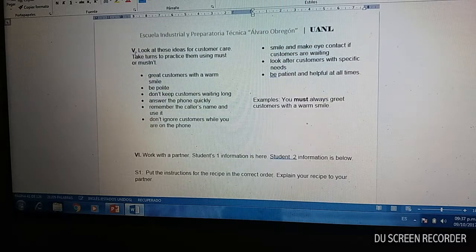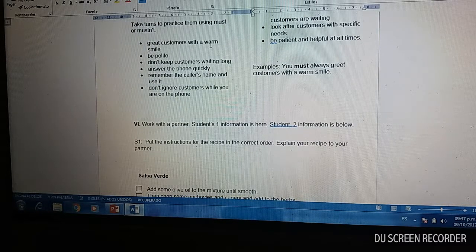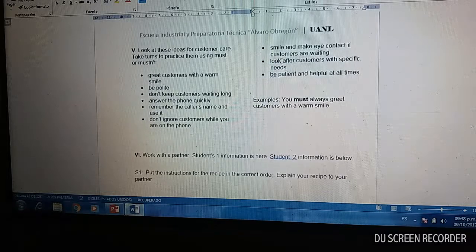And then activity 5 says, look at these ideas for customer care. Take turns to practice them using must or mustn't. Okay, you have greet customers with a warm smile. Well, you have to choose if it is must or mustn't. Be polite. Don't keep customers waiting long. Answer the phone quickly. Remember the caller's name and use it. Don't ignore customers while you're on the phone. Smile and make eye contact if customers are waiting. Look after customers with specific needs. Be patient and helpful at all times.